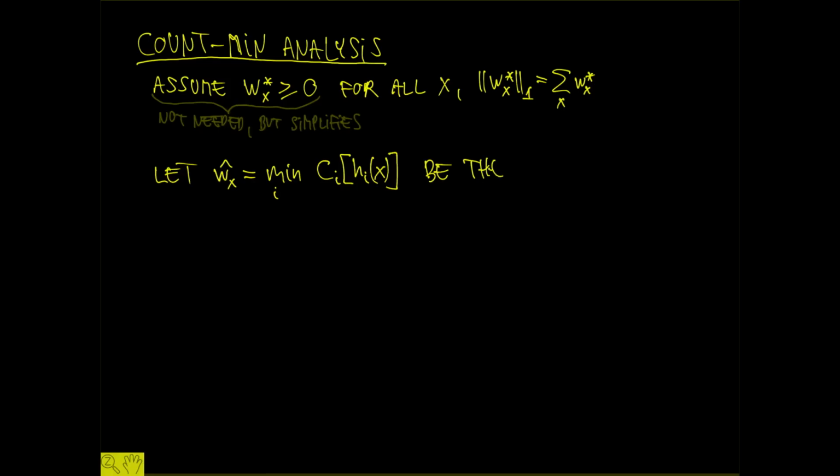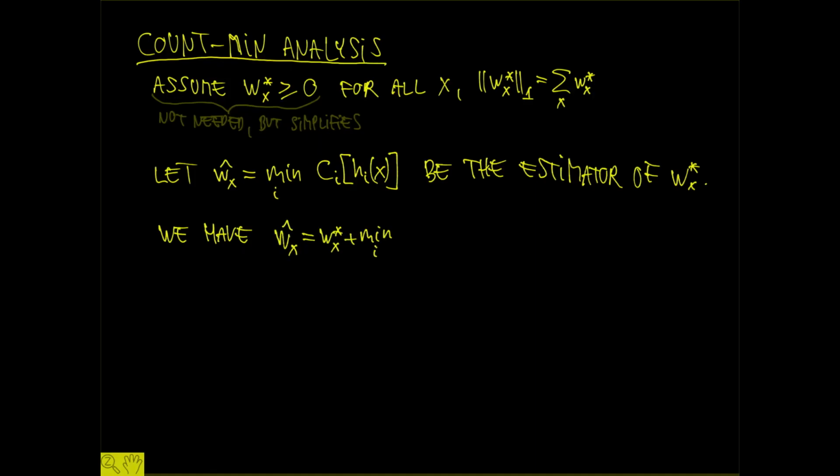Now we define W_x hat to be the estimator of the true weight, and we want to bound the difference between W_x hat and W_x star, the true weight. And as we argued earlier, one is equal to the other plus all of these noise terms. And since all the noise terms are non-negative, this is clearly always going to be an overestimate by our assumption.